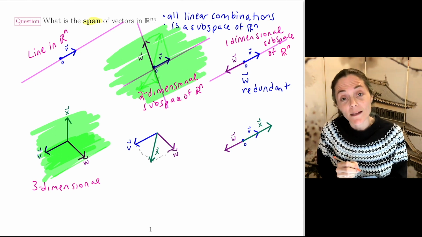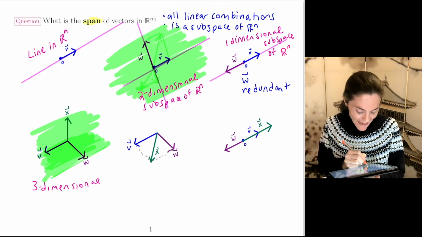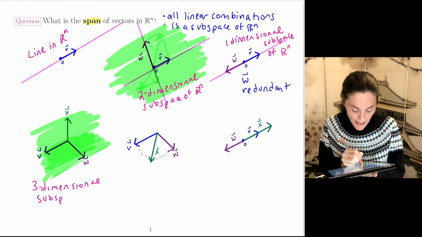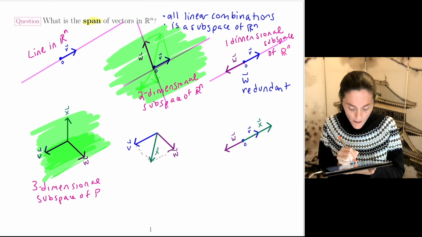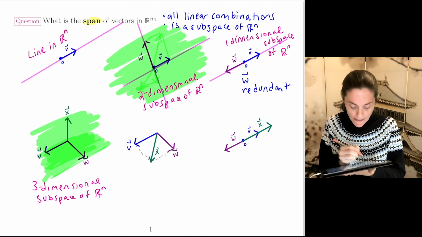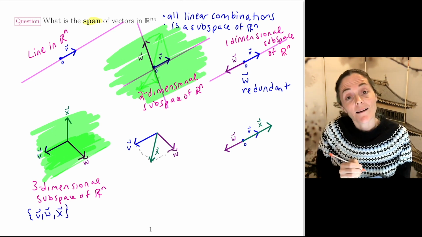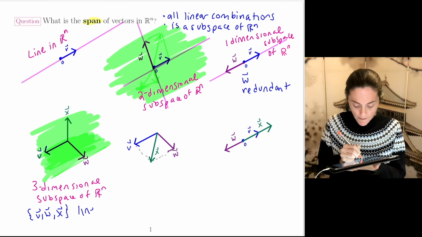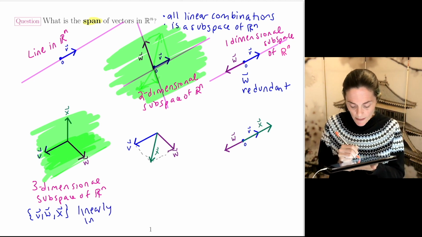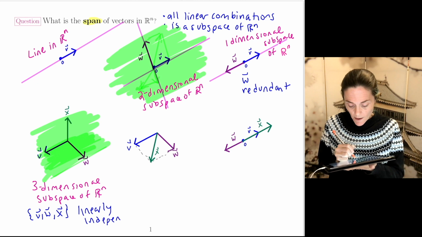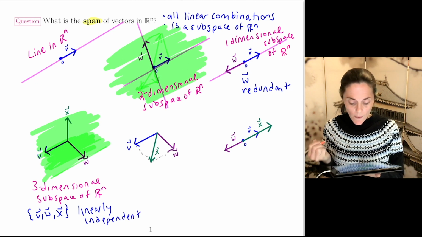If the vectors are in R3, then this would equal R3, but it's a three-dimensional subspace of Rn. And in this example, I'll just mention that this V, W, X, the vectors, are linearly independent over here. Okay, now, this is not the only possibility.